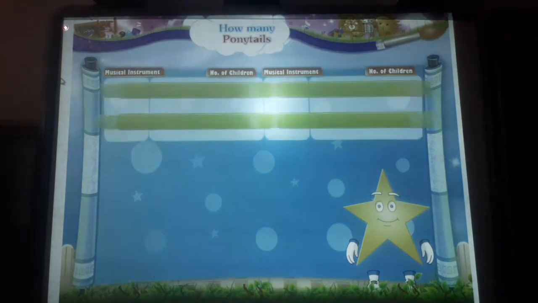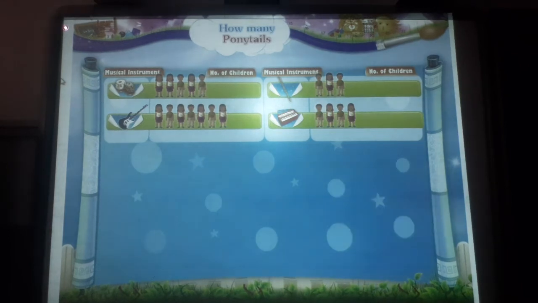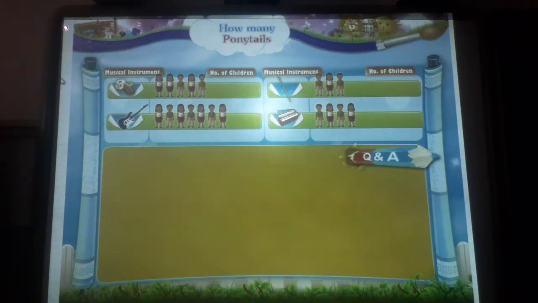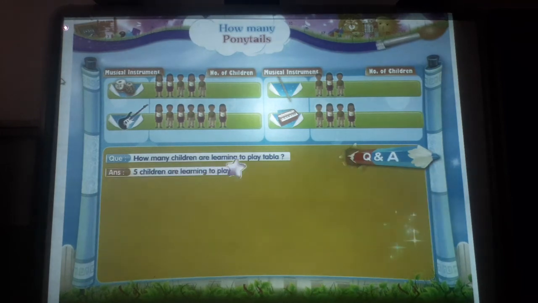Starry, take a look at this data. It shows the number of children in a music class learning to play various musical instruments. Looking at this pictorial information, we have to frame questions ourselves and answer them. Our first question. How many children are learning to play tabla? Looking at the picture, we can tell that 5 children are learning to play tabla.